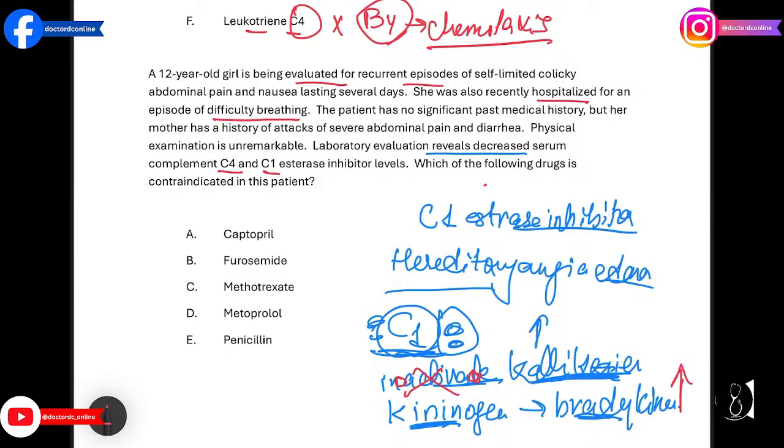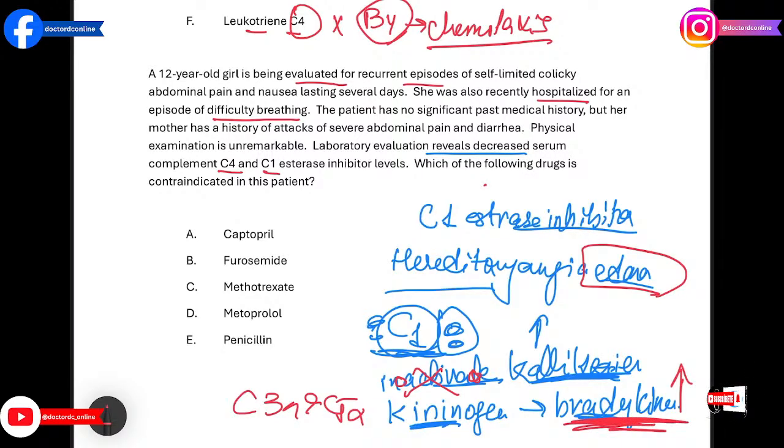The bradykinin, along with C3a and C5a, mediates angioedema by increasing vasodilation and vascular permeability. Already there is angioedema, but when bradykinin increases, vasodilation and edema increase even more due to increased vascular permeability. Angioedema may also occur as a side effect of angiotensin converting enzyme inhibitors. So in that patient, the most contraindicated drug is ACE inhibitors.